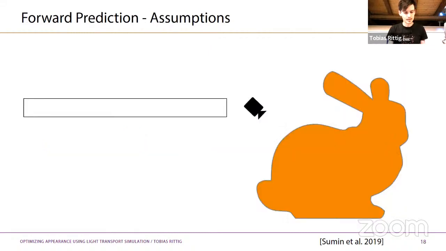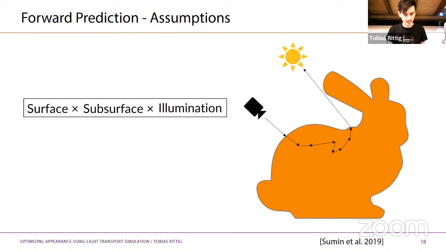And to facilitate that, in a normal path tracer, usually the appearance is a product of the surface attenuation. In this case, it's a dielectric plastic material. Then the subsurface scattering part and the illumination which shines on the object. And in a 3D printer, all you can control is essentially the subsurface scattering part, and with some post-processing, also the surface part.